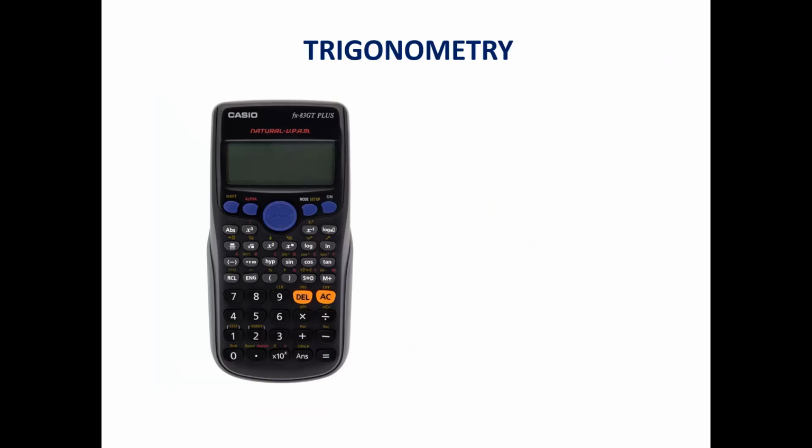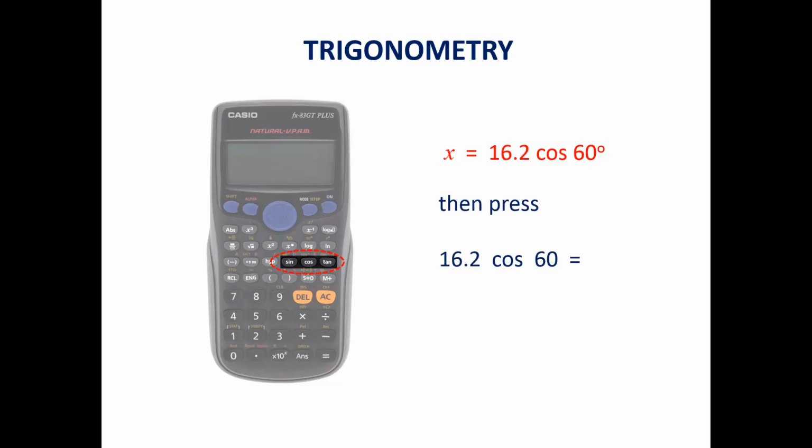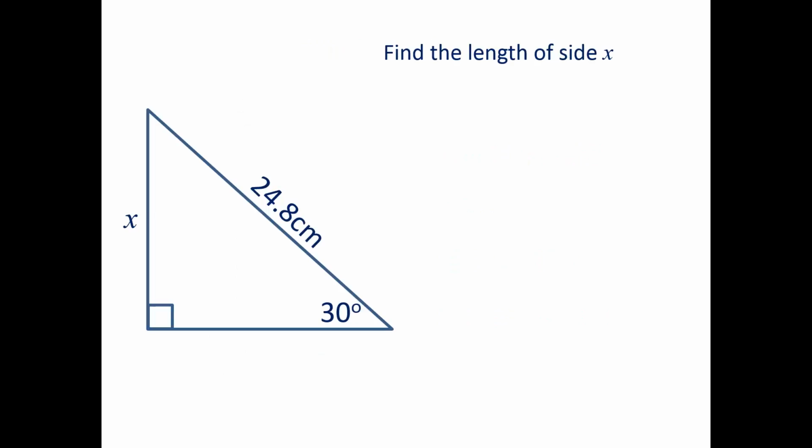Let's just check we know how to do it on the calculator. So there's our sine, cos, tan buttons there. Now we had x is 16.2 cos 60. All we've got to press is 16.2. Press the cos button, 6, 0 equals, and there we have it. There's our answer. Okay, let's try another one.